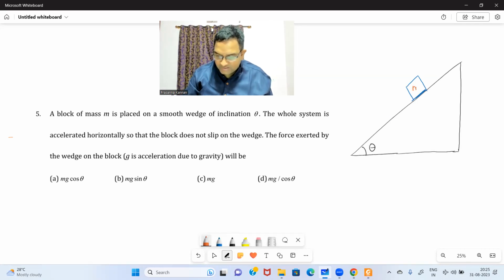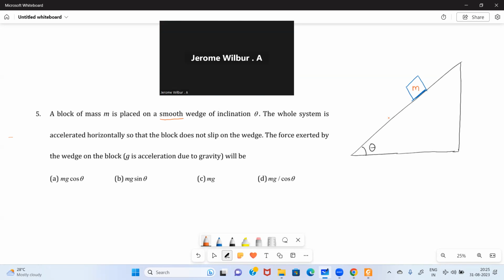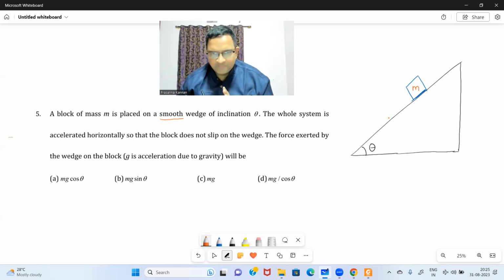And how is the surface? Surface is smooth. When you say smooth, what is absent? Friction, sir. Yes, of course, friction is absent.